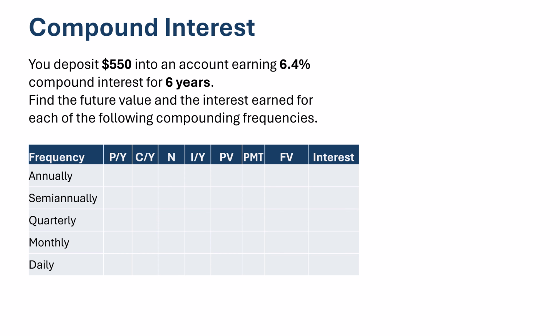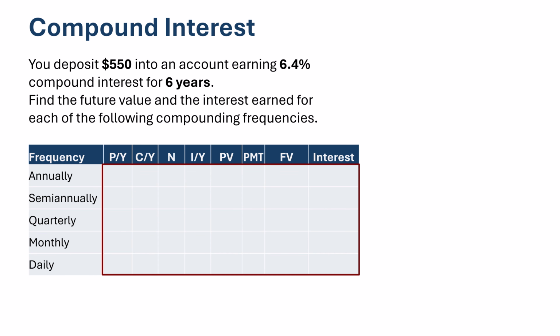Welcome back. Suppose you deposit $550 into an account earning 6.4% compound interest for 6 years. How much will that money grow? In this video, we're going to find the future value and the total interest earned for 5 different compounding frequencies: annual, semi-annual, quarterly, monthly, and daily, as we fill out this table together.